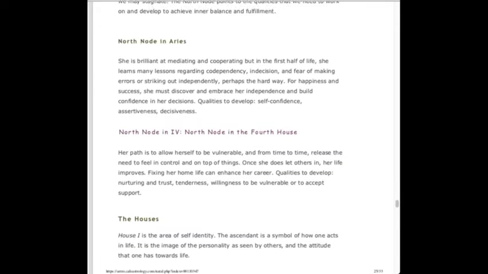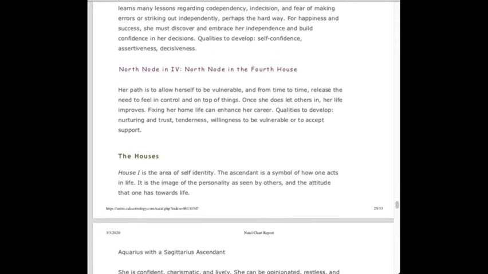Now, let's go to the houses specifically, because this is where I think it's really important to understand. House 1 is the area of self-identity. The ascendant is a symbol of how one acts in life. It is the image of the personality seen in others and the attitudes that one has towards life.